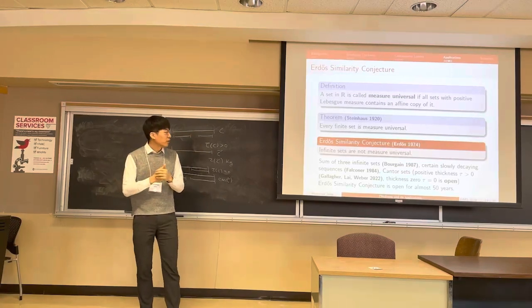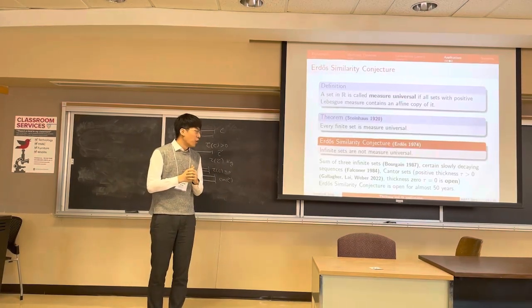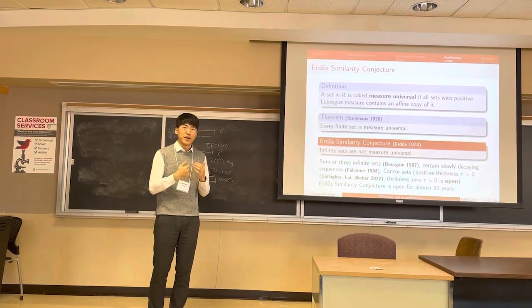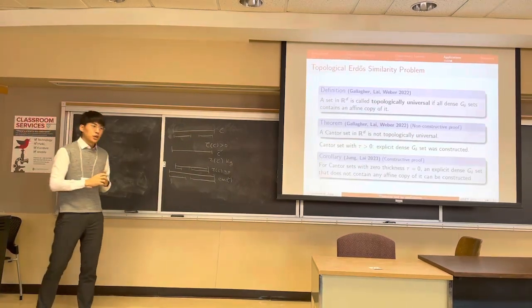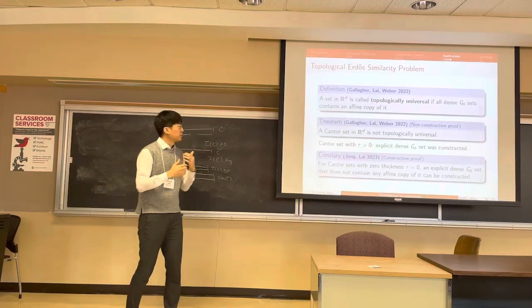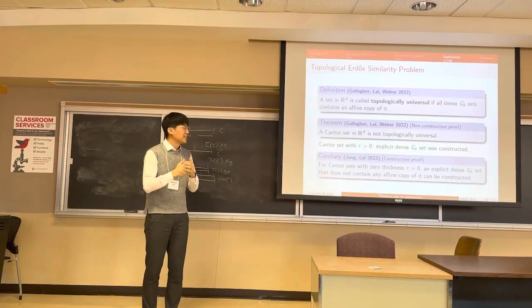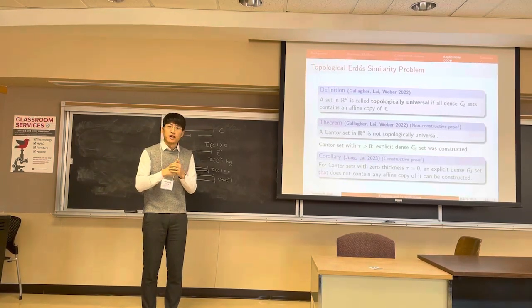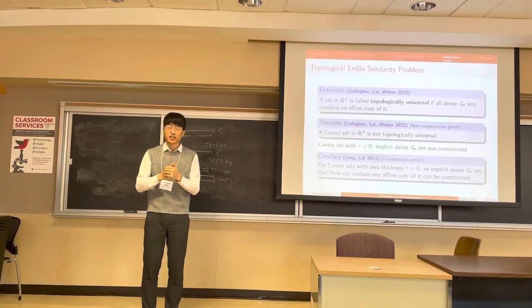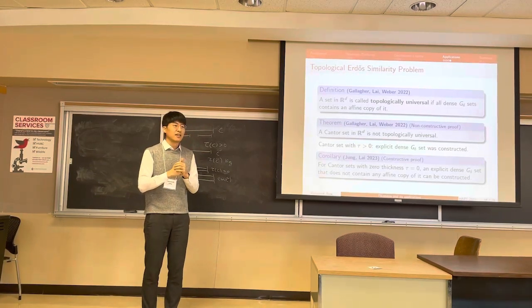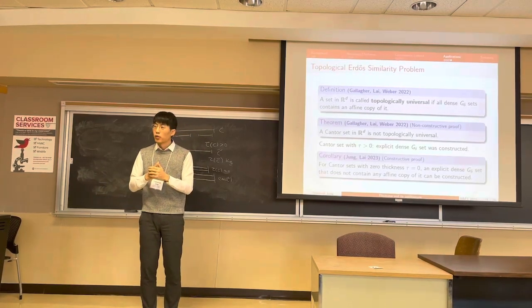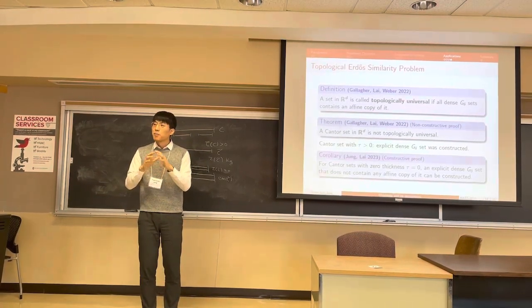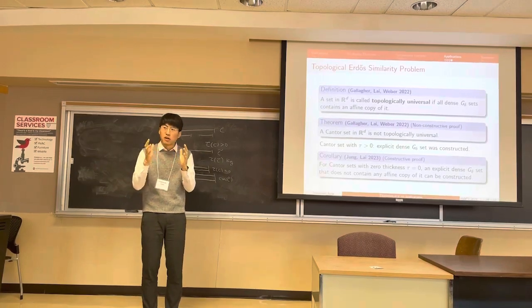I just wanted to note that the Erdős similarity conjecture is almost reaching 50 years of remaining open. So we would like to further investigate this. People have investigated this conjecture with very different versions of it. For example, Gallagher, Lai, and Weber in 2022 considered a topological version, where they considered universality not for positive Lebesgue measure sets, but for topologically large sets.